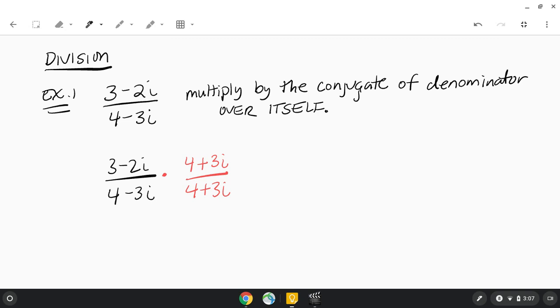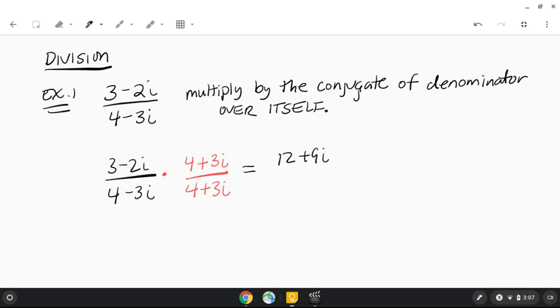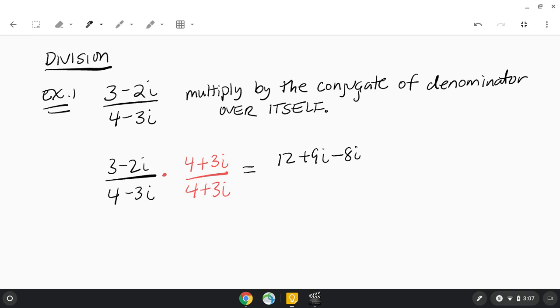All right, so here we'll distribute across the numerators. 3 times 4 is 12. 3 times 3i is 9i. And then negative 2i times 4 is negative 8i. And negative 2i times 3i is negative 6i squared.